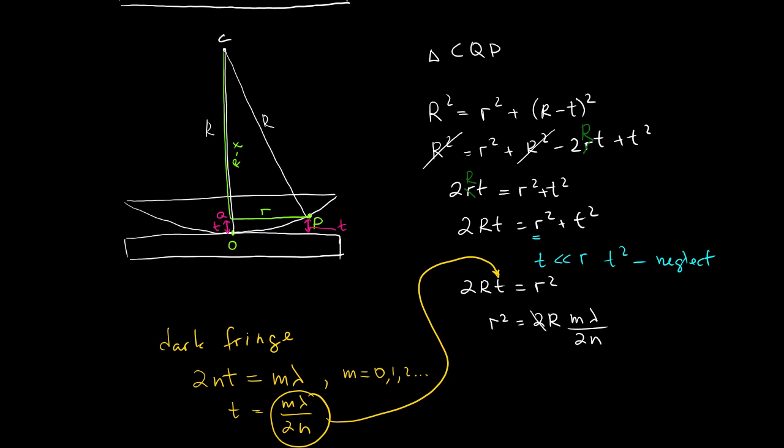So the 2's will cancel out, and we will end up having r squared equals R m lambda over n. Or if we want to find the radius of any dark ring, the mth dark ring, that is the square root of R m lambda over n.